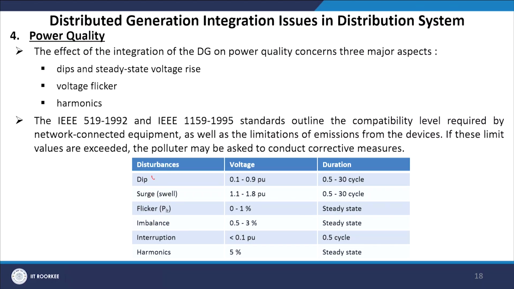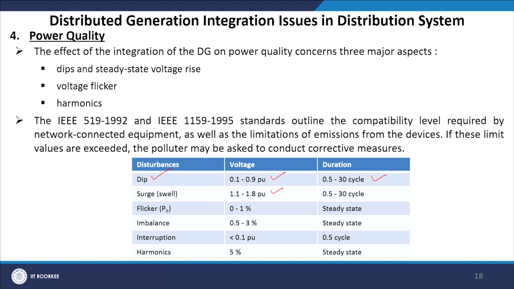If these limit values are exceeded, then the polluter may be asked to conduct corrective measures. So this is what is actually given in the guidelines. As you can see, the disturbances could be a dip of 0.1 to 0.9 per unit voltage, and the duration will be 0.5 to 30 cycles. Surge 1.1 to 1.8 per unit.